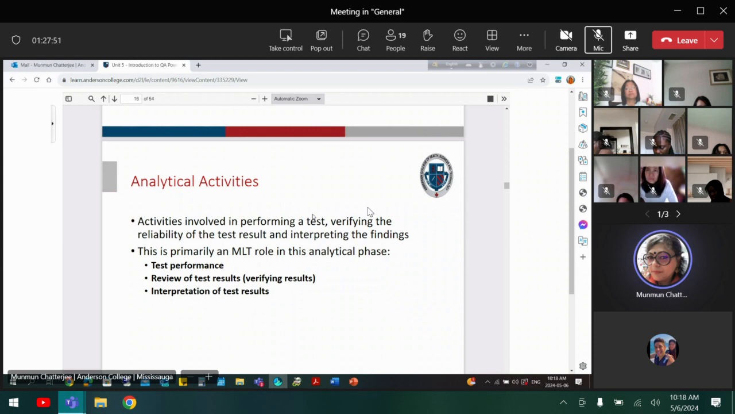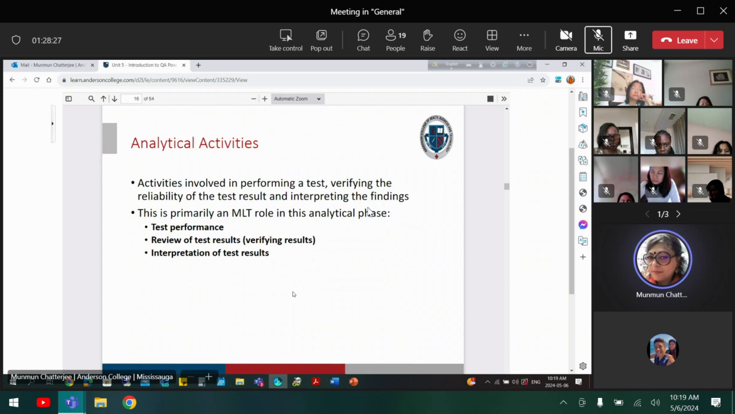Analytical activities: activities involved in performing a test, verifying the reliability of the results, and interpreting the findings. This is primarily an MLT role in the analytical phase. MLT is medical lab technologist. Generally, they are responsible for test performance, review of the test results, verifying results, and interpretation of test results, along with the QC. MLAs slash Ts help them, but the main responsible person is the MLT.